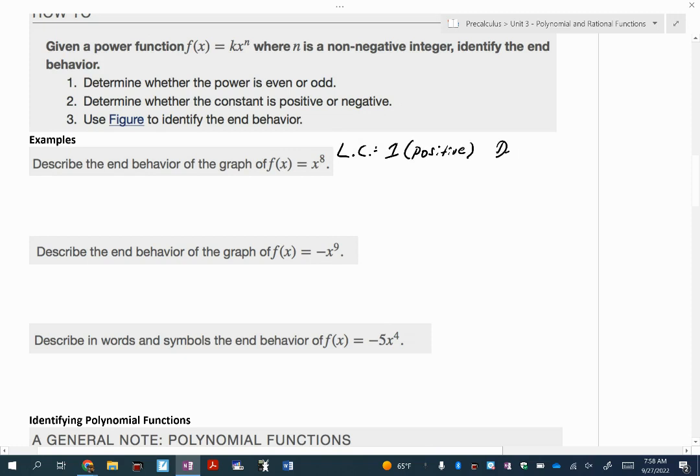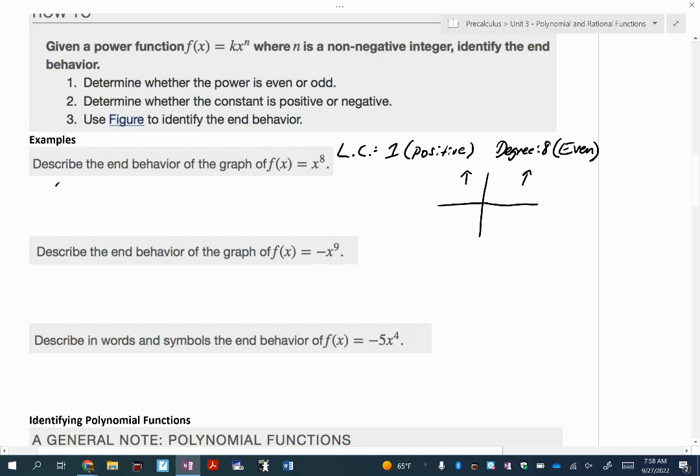And then the degree is 8, and I care that that's even. So if I were to do a quick little sketch of the end behavior, if it's an even degree, we know they have to go in the same direction. And since it's positive, they're both going to open up.